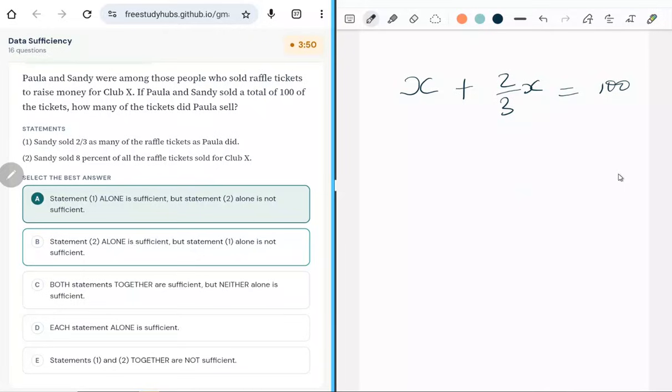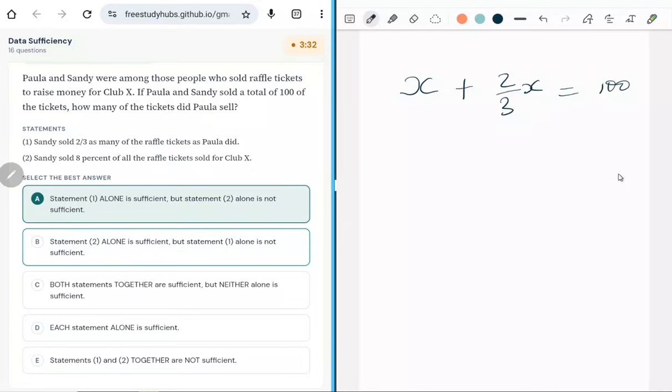If Paula and Sandy sold a total of 100 tickets, how many tickets did Paula sell? Hold on, sir. Please, I want to solve this my way. So you are not meant to solve it. The thing is, can we form an equation?